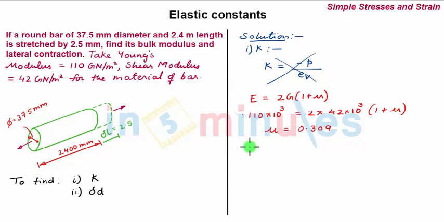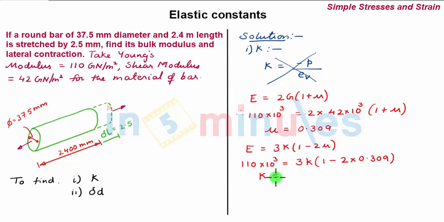Now using another relation of E, which is E is equal to 3K into (1 minus 2 mu). In this relation, we have E as well as mu, which has been found from the previous relation, so we can calculate K. Upon substituting the values, we get 110 into 10 to the power 3 is equal to 3K into (1 minus 2 mu), where the value of mu is 0.309. From this we get the value of K as 95.98 into 10 to the power 3 Newton per mm square, meaning 95.98 gigapascal. So this is our first answer.